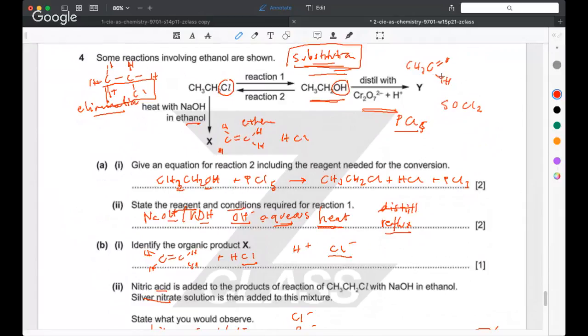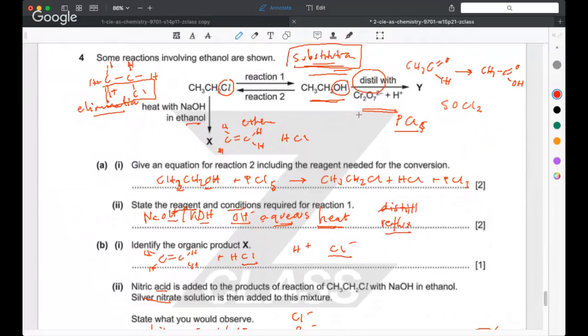Okay. Now, if you keep heating it with an oxidizing agent, the aldehyde is further oxidized. And if you further oxidize an aldehyde, it becomes a carboxylic acid. So you had ethanol, you oxidize it first of all, it becomes ethanal. If you keep oxidizing it, it becomes ethanoic acid. But they've got this distillation happening here.